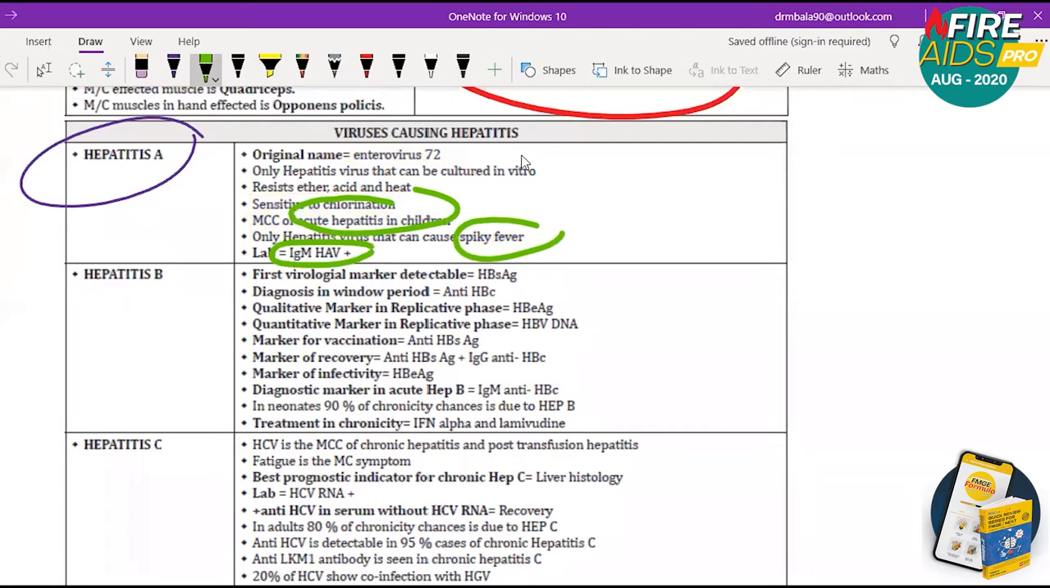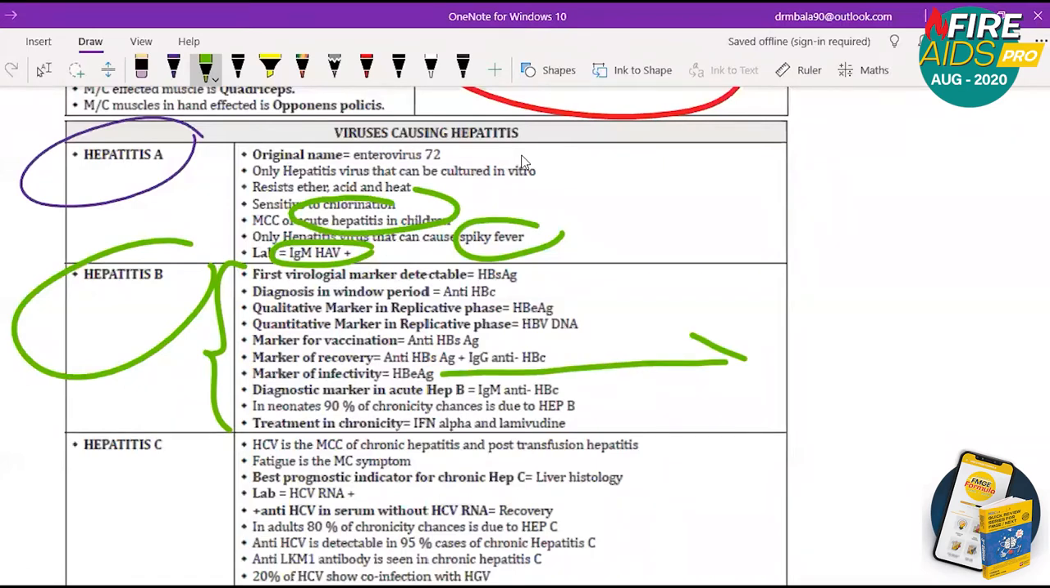Then we go to hepatitis B. There are a lot of MCQ points when it comes to hepatitis B and C. Hepatitis B means all the markers are going to come and you're going to memorize them no matter what. First, if the person is infected, you're going to find HBe antigen positive. That's what you're going to find in that patient.